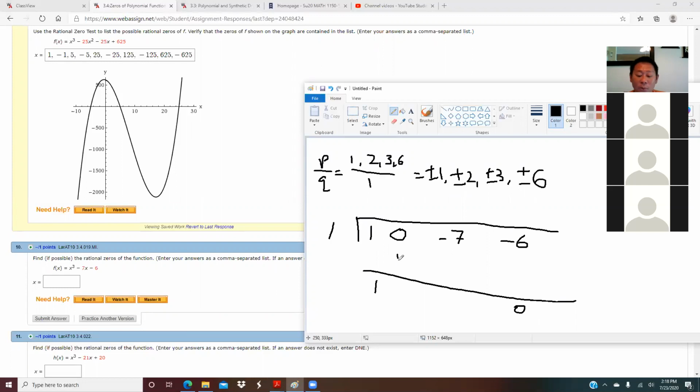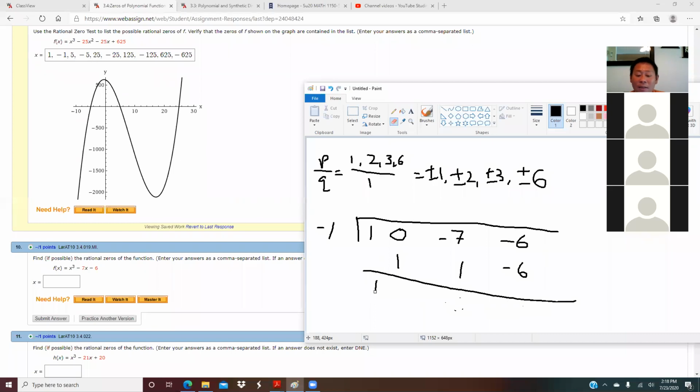So let's do 1 first. 1 times 1 is 1. Drop the 1. 1 times 1 is 1. Negative 7 plus 1 is negative 6. 1 times negative 6 is negative 6. This doesn't give me 0, so that means 1 is no good. But 1 not being good doesn't mean negative 1 is not good. So once you try 1, you need to try negative 1 and see how that goes. You actually have to try both of them, positive and negative.